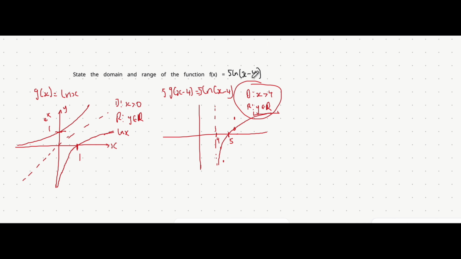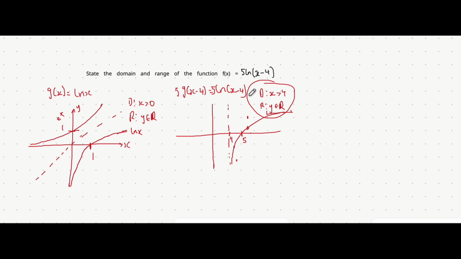The domain is where x is bigger than 4, and the range is where y can be in the set of real numbers. It can be literally anything.